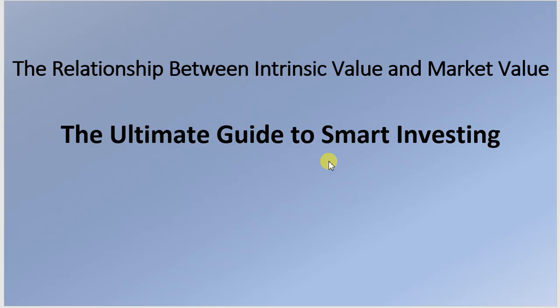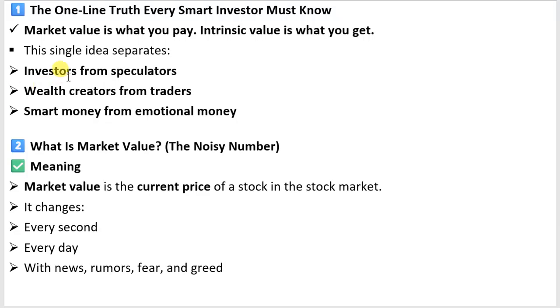Today we are diving deep into one of the most fundamental questions in investing. The topic today is the relationship between intrinsic value and market value, the ultimate guide to smart investing. We have to know what the relationship is between intrinsic value and market value. In short, IV and MV are what we will call them throughout the whole video. I hope you will follow along with me.